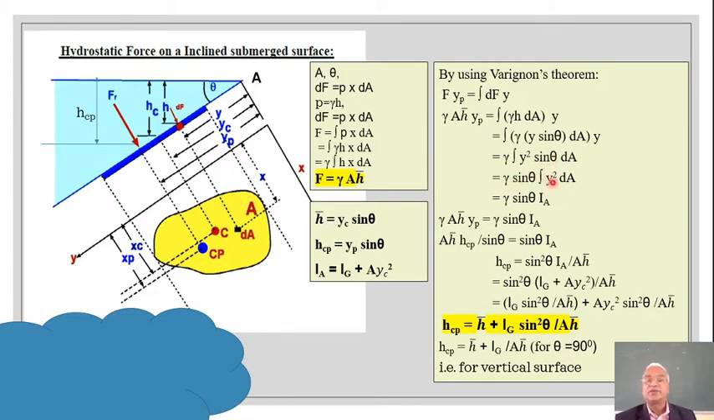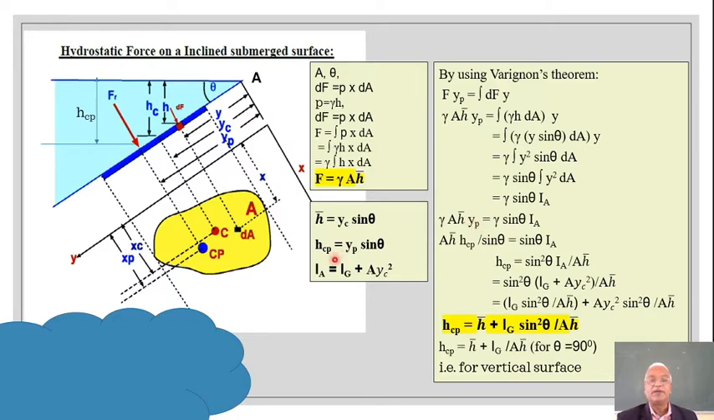So integration y squared dA, y is the distance and dA is the area multiplied by distance, so it is nothing but second moment of area about the axis there. That's why it is IA, moment of inertia about A. So this is gamma A h bar yp equal to gamma sine theta IA. Now gamma getting cancelled on both the sides, we will be left with A h bar yp.